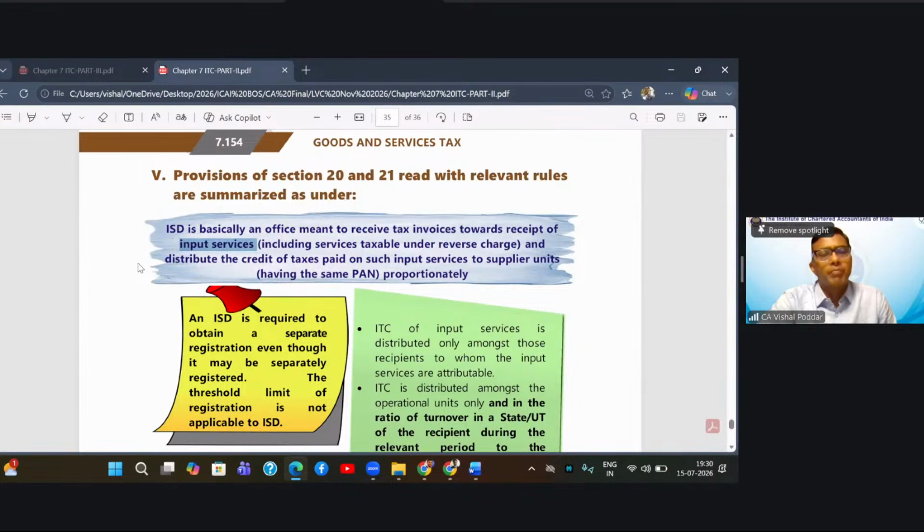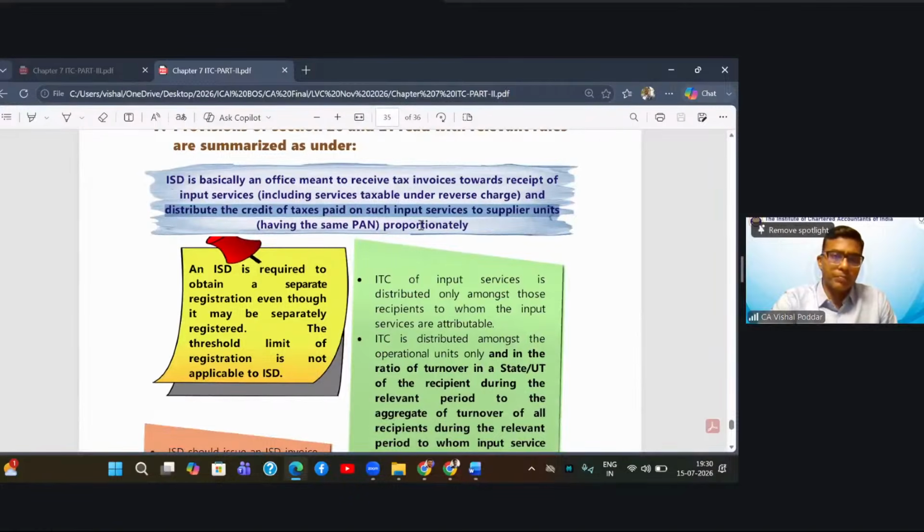Now what will the ISD mechanism do? You are receiving invoices from your vendors for these common input services in the name of your ISD. Further, there would be some expenses on which tax is to be paid under RCM. That will also be paid, like legal fees and all. And the entire credit of all these common input services, the ISD can now distribute between the various units, between the various branches under the same PAN, in a proportion. So this is the whole concept of ISD.